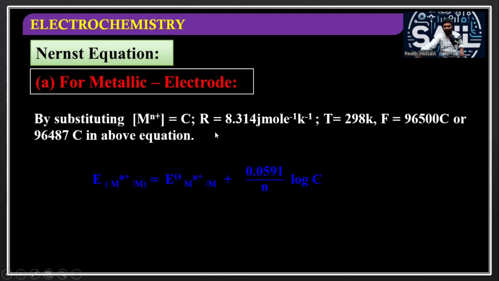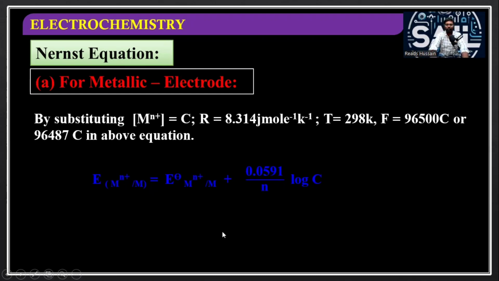RT by NF. The R value is 8.314 joule per mole per Kelvin. Temperature is taken as 298 Kelvin. And one Faraday is equal to 96,500 coulombs. Okay, these are the values.